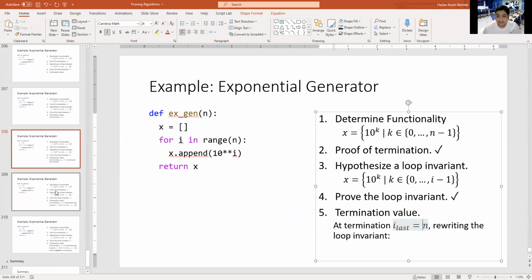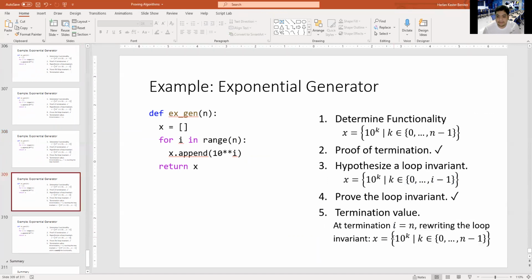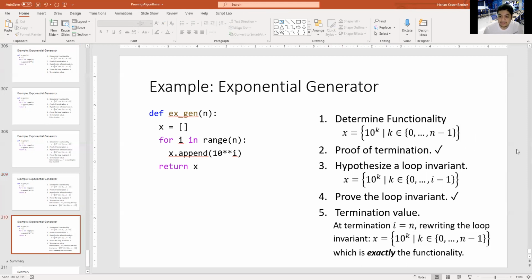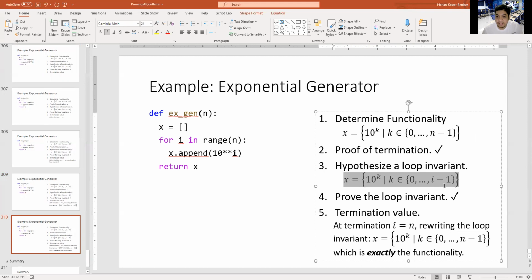And if we rewrite the loop invariant, or this one, si i, gagawin ko lang n, makikita ko yung functionality ko. So, because of how we wrote yung loop invariant natin, pagdating natin sa termination value, sure na tayo na termination value is equal or equivalent dun sa functionality. So, exactly the functionality. So, hopefully in this example, nakita nyo na from yung functionality, paano natin nakuha yung loop invariant. So, basically, nagpalit lang si n to i.